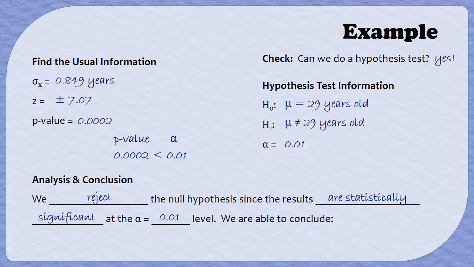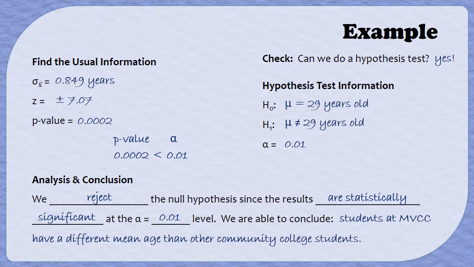When you reject the null hypothesis, that means the alternate hypothesis wins. So the alternate hypothesis is going to be our conclusion. Our alternate was that mu was not 29 years old. In this case, mu is standing in for the MVCC average mean age. So we are able to conclude that students at MVCC have a different mean age than other community college students. Since our alternate was that mu was different from this 29, this is how we're able to draw our conclusion.